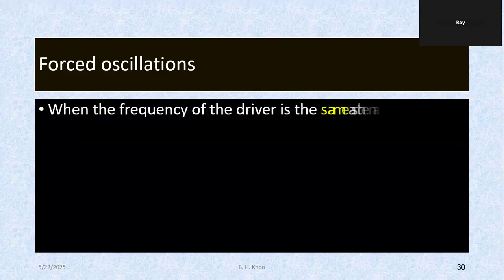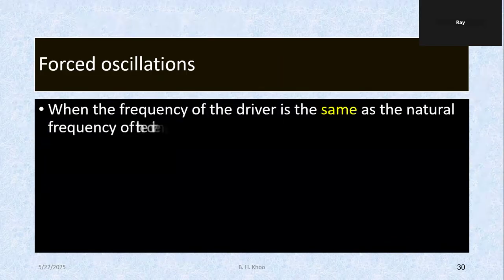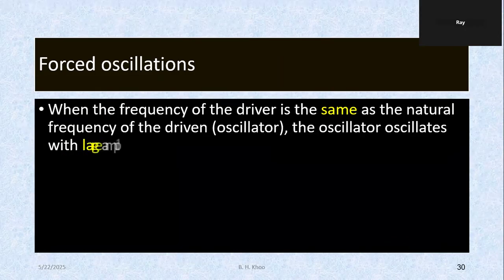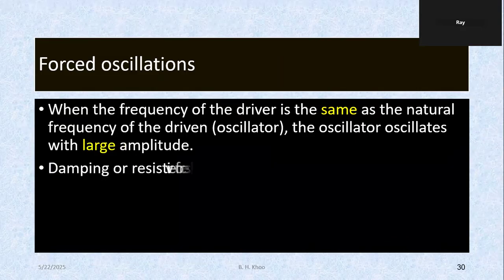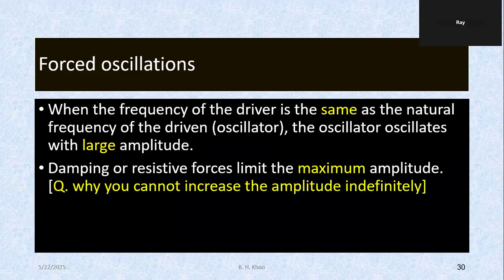When the frequency of the driver is the same as the natural frequency of the driven oscillator, the oscillator oscillates with large amplitude. Damping or resistive force limits the maximum amplitude. Why can you not increase the amplitude indefinitely? Keep on pushing, you keep on adding energy. Why can't you increase the amplitude after a certain time? Amplitude looks constant even though you push so hard. Any idea?